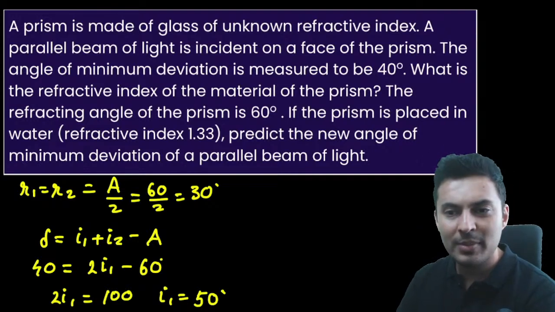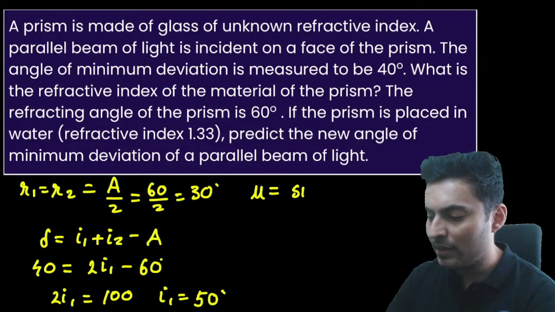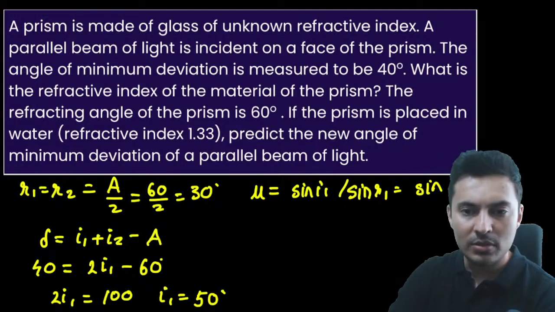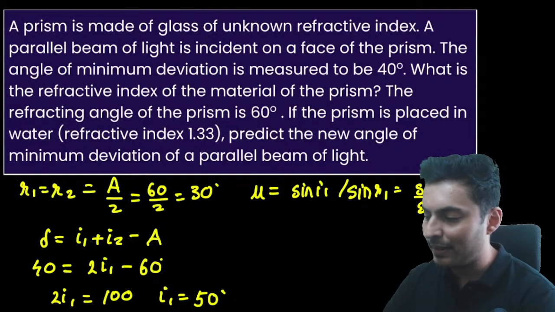Is that right? Everybody with me? Now once I get that, what will I do? Mu is equal to sine of I1 by sine of R1. So it will become sine of 50 degrees divided by sine of R1. What is R1? 30 degrees.